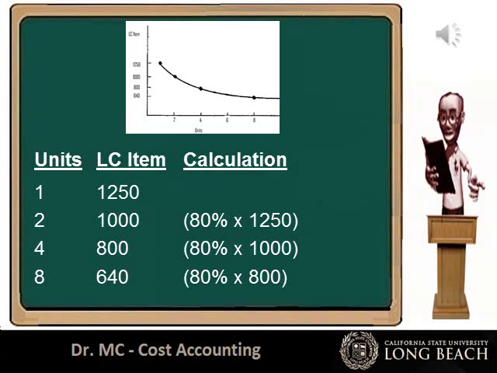In this slide, you are looking at an 80% learning curve. The learning curve item was originally $1,250. When production doubled from 1 unit to 2 units, the learning curve item dropped to 80% of $1,250, which is $1,000. When production doubled from 2 to 4 units, then the learning curve item dropped to 80% of $1,000, which is $800. When production doubled from 4 to 8 units, then the learning curve item dropped to 80% of $800, which is $640.